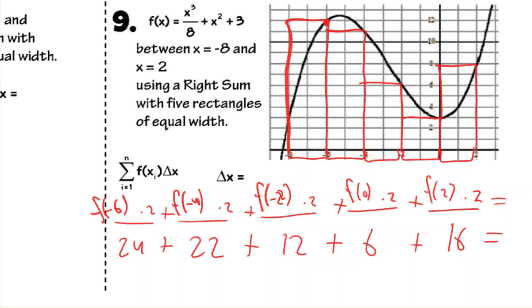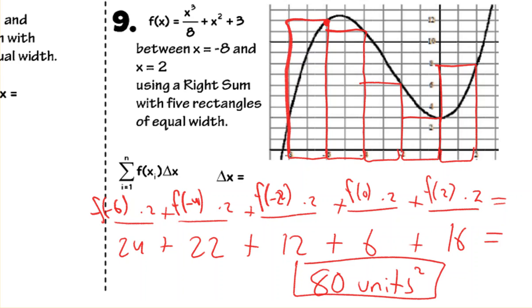So the area of this one, which looks like it's too much, plus 22, which looks like it's not quite enough, plus 12, not enough, plus 6, which also looks low, but then this 16 looks a little bit too much. So if you added up the areas of those 5 rectangles, you'd come out to 80 square units. But it's the right x value for each rectangle that determines the height instead of the left side.